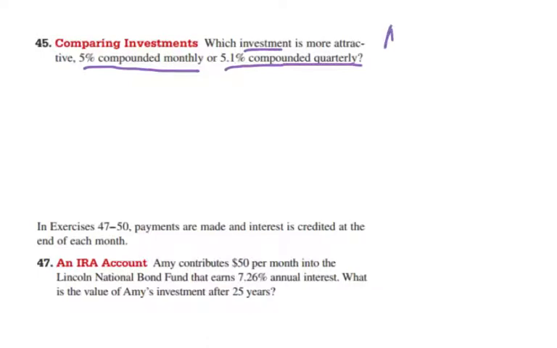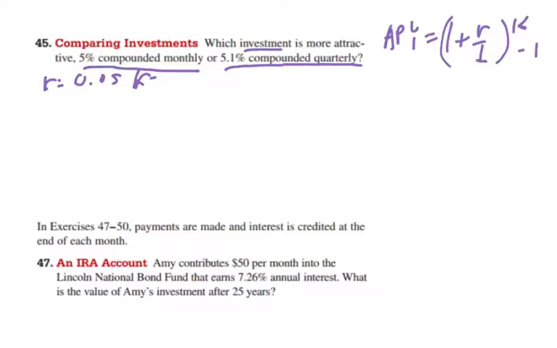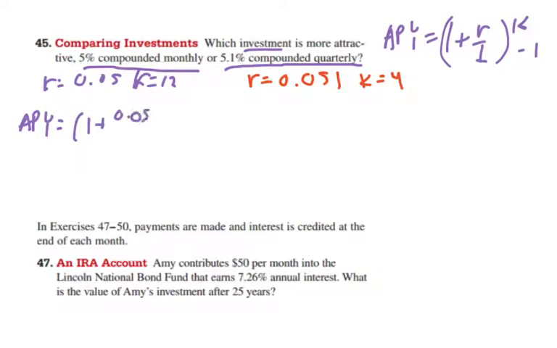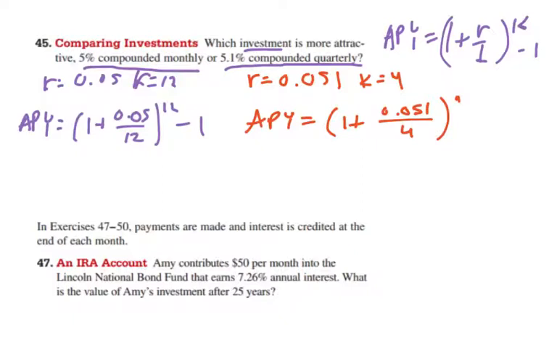So our APY formula is 1 plus r over k to the k minus 1. And in the first one here, our r is 0.05 and our k is monthly, so 12. And then in the next one, it's an r of 0.051, and we're compounding quarterly. So filling in our APY for the first one, we're going to find 1 plus 0.05 over 12 to the 12 and subtracting 1 versus the APY for the second option, which has 0.051 over 4 to the 4 minus 1.